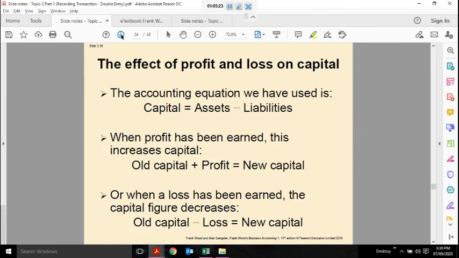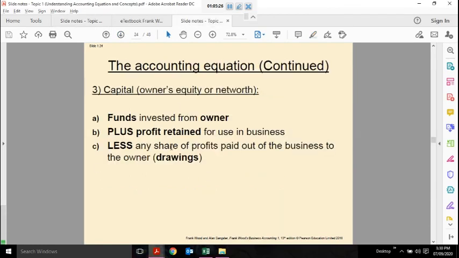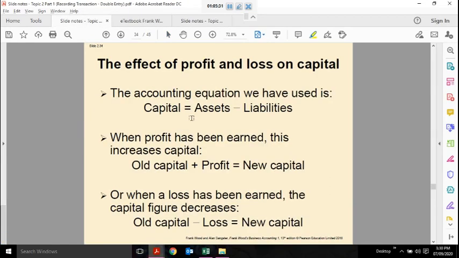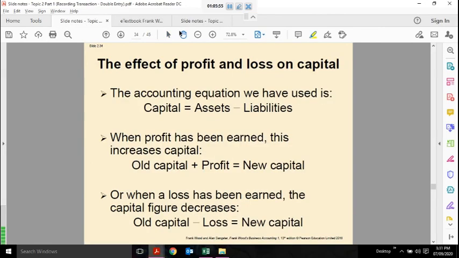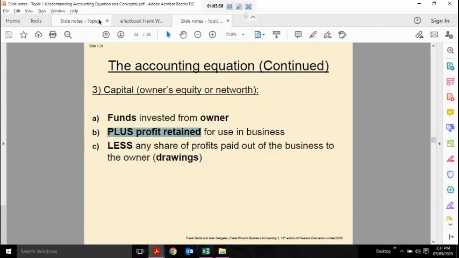Okay, so again, this is related with what we have learned before. How this would affect. So based on the accounting equation, we have asset equivalent to liability plus capital. So this one we rearrange. Therefore, the capital is equivalent to asset minus liability. So when profit has been earned, this will increase the capital. So that's why when you have the profit, you should add on. But if let's say you have loss, then you should deduct.